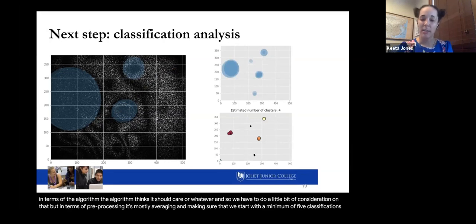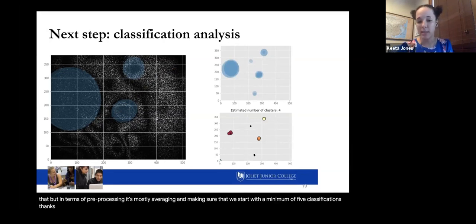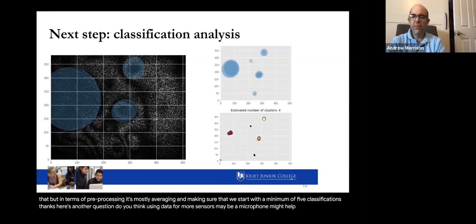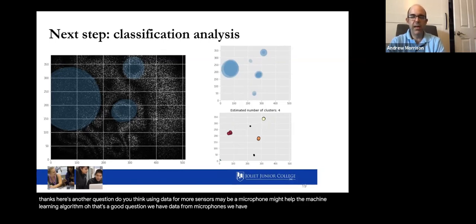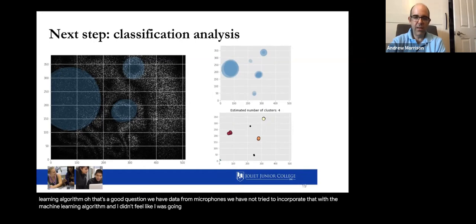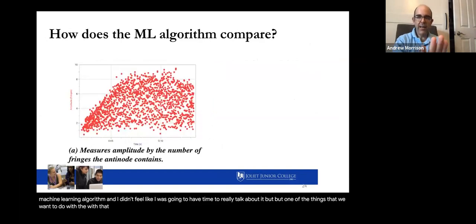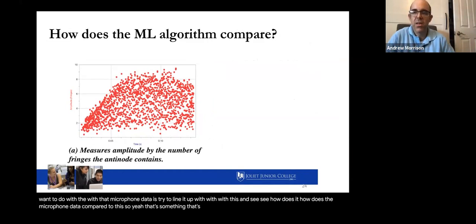Here's another question. Do you think using data from more sensors, maybe a microphone, might help the machine learning algorithm? Oh, that's a good question. We have data from microphones. We have not tried to incorporate that with the machine learning algorithm, and I didn't feel like I was going to have time to really talk about it. But one of the things we want to do with that microphone data is try to line it up with this and see how the microphone data compares to this. So that's a part of the overall analysis, even if it's not going into the machine learning.